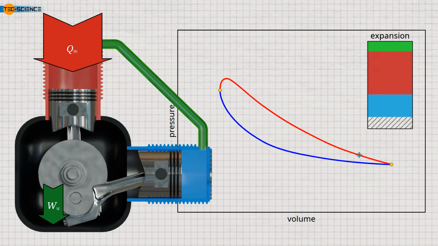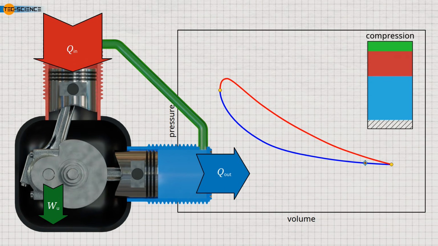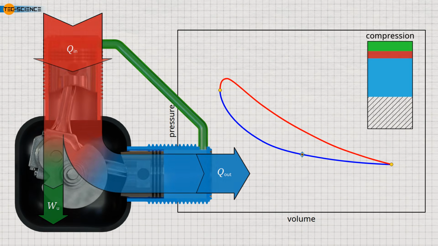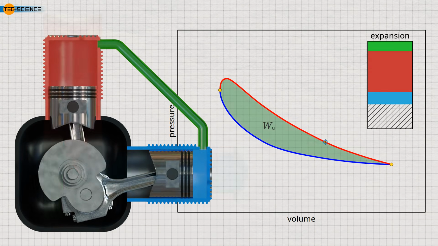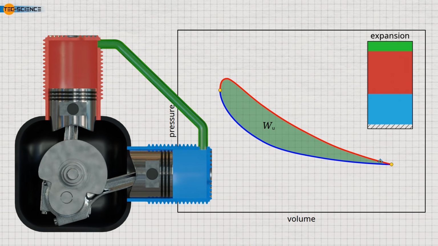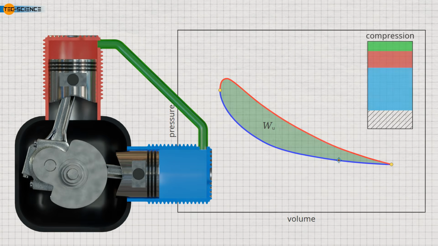During compression, some of the heat energy is removed from the gas by the cooled cylinder to lower its pressure. The useful work is the difference between the heat added in the heated cylinder and the heat removed in the cooled cylinder. In the volume-pressure diagram, this useful work is represented by the area enclosed within the cycle. Let's briefly examine the advantages and disadvantages of Stirling engines.